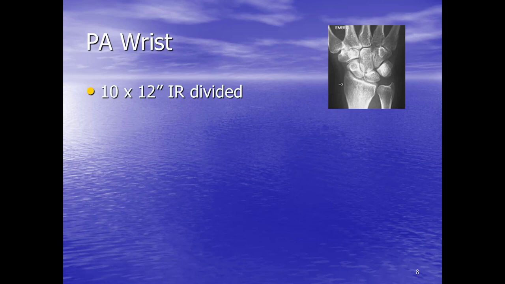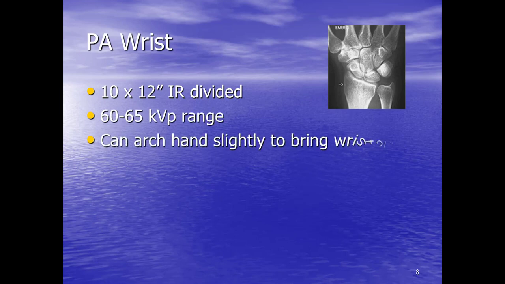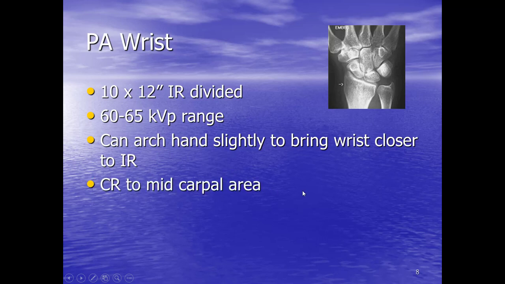You'll take the 10 by 12 image receptor, again 14 by 17. If you are using digital, arch that hand so that you curl the fingers to bring the wrist closer to the image receptor. Center to your mid-carpal area.